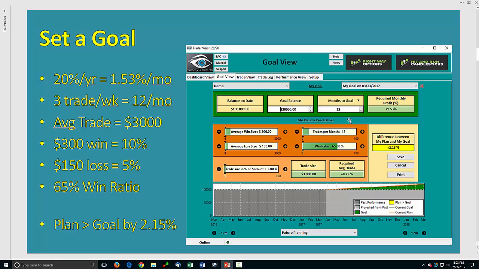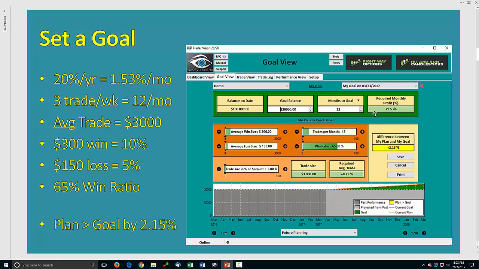And so just as an example here, let's just look at some numbers. I looked at an average win size of 300 bucks, average loss size of 150. Notice the 2-to-1 ratio. I just threw out there the number of 12 trades per month. That's 3 per week. And using a win ratio of 65%, in other words, you're winning 65% of your trades, you'll be able to achieve that 1.5% on the total account just doing those 12 trades per month.